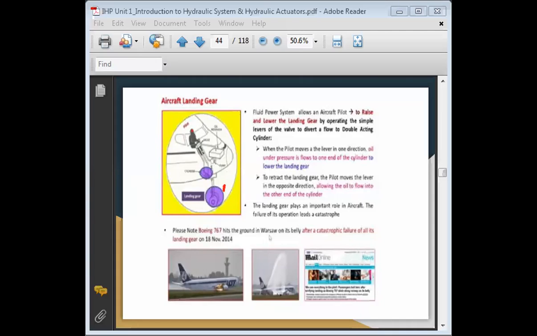Okay, so I was talking about this landing gear. You can see that this is a landing gear. Here is the cylinder, and here is the lever. Getting it? So this is that unit. Just as the pilot moves the lever, the further process happens. So this is a particular application of hydraulics. Getting it?